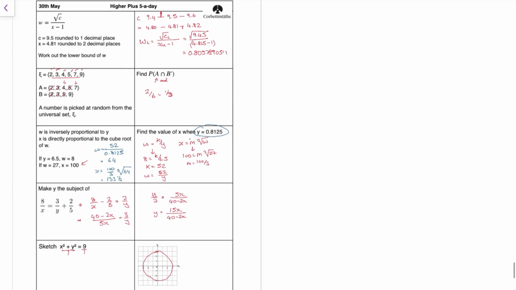I think today's mixed questions was quite good, actually. I like the probability question, a bit different. The inversely proportional, they started mixing them up a bit more, so good question. Rearranging not too hard, and a nice little circle question at the end.